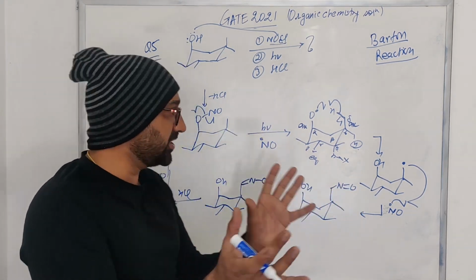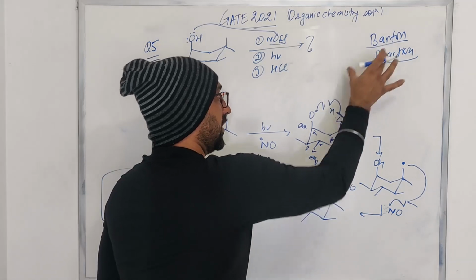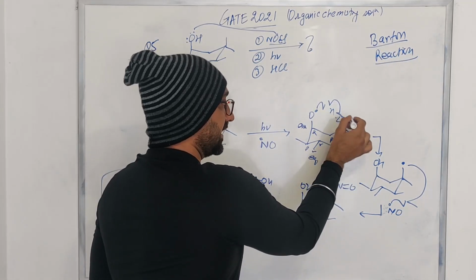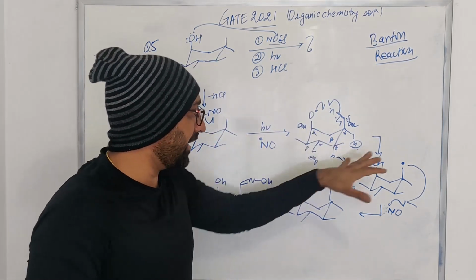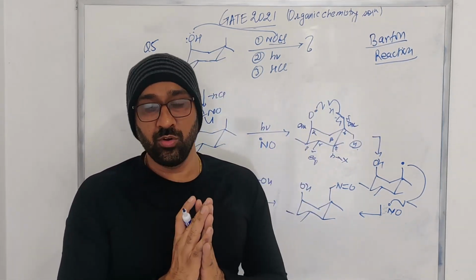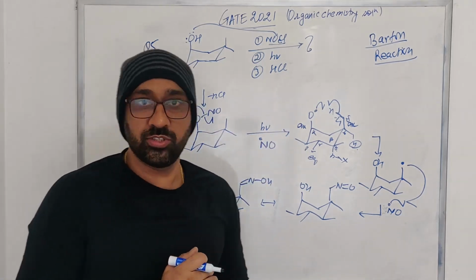ठीक है, but important feature क्या होती है आपकी? Why the abstraction? Why the Barton reaction? So why is the abstraction taking place from this particular delta hydrogen? Because they are properly oriented और बाकी सारे के सारे are not properly oriented. ठीक है, so that is how you could approach this particular problem.